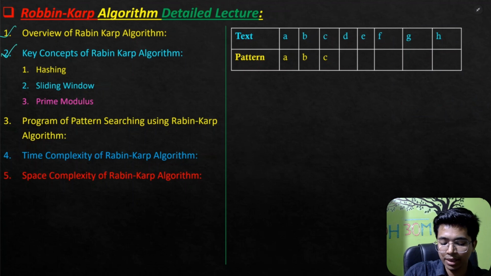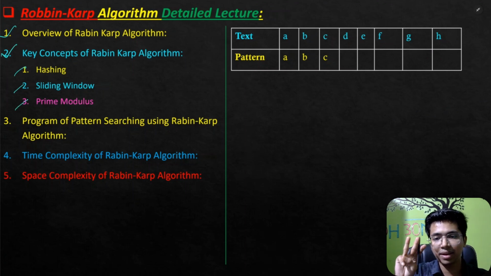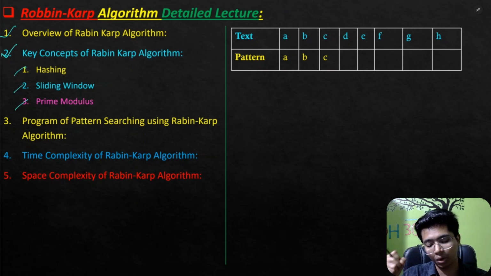The major factors in the key concepts are hashing, the sliding window technique, and prime modulus. These are the three main key concepts in the Rabin-Karp algorithm. First is hashing. Whenever you hear of the Rabin-Karp algorithm, hashing comes into play. Second is the sliding window; we use the sliding window technique here. And third, we also apply the prime modulus.